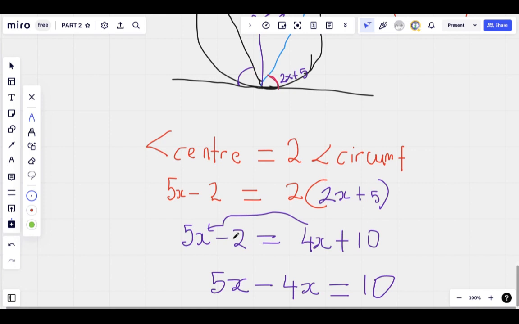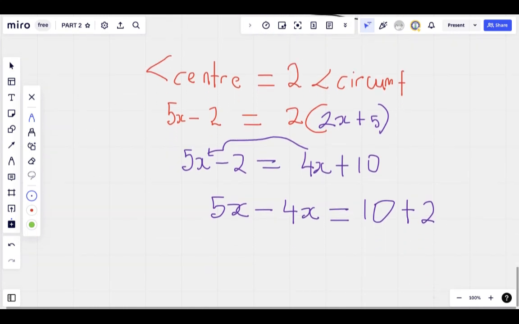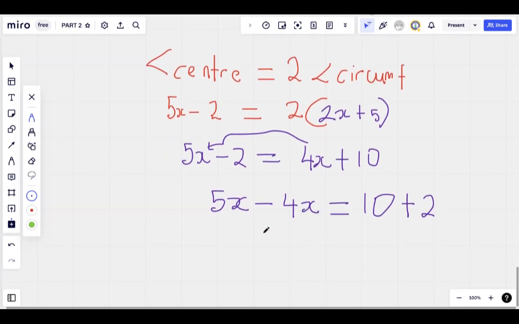Negative 2 on the left, bring it to the right, becomes plus 2. 10 plus 2 becomes 12. So 5x minus 4x becomes x. Like 1x, we don't write the 1, it means x. Just like you say 1 orange, no need to say 1 orange, just say orange. So 5x minus 4x equal to x, and 10 plus 2 equal to 12. So x equal to 12.